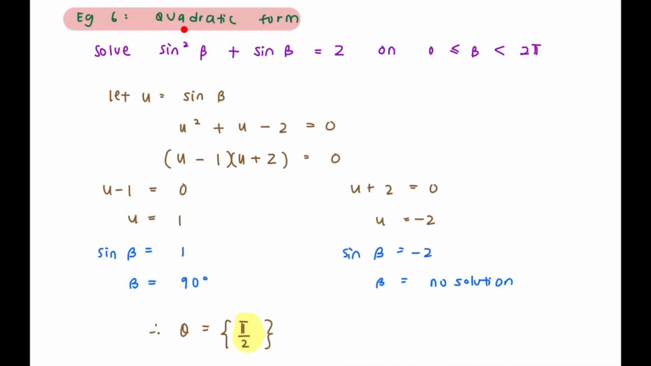With example 6, quadratic form. So you can see that the trigonometric equation now is in quadratic form, and you need to give the answer beta in one cycle from 0 until 2 pi. In this case, let's just use substitution.